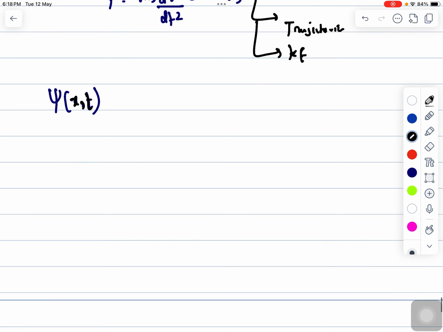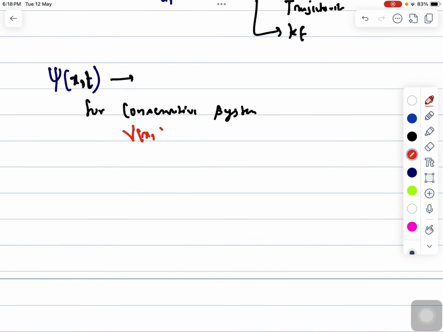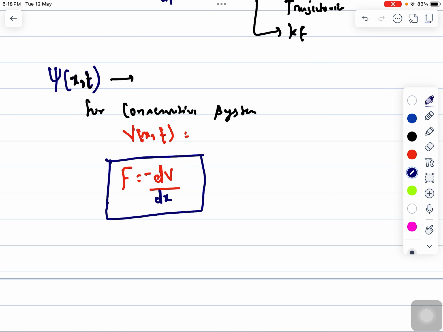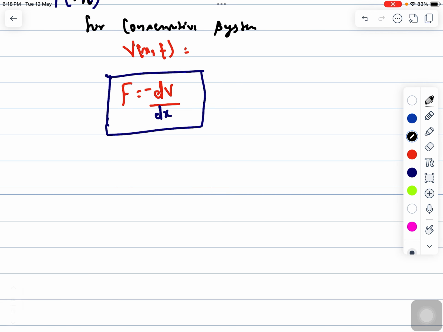But here, if I'm talking about a conservative system, how can we define V of x,t? If you want to define force, then we can write force equals minus dV divided by dx, where V is the potential or potential energy. Is that clear? Right.